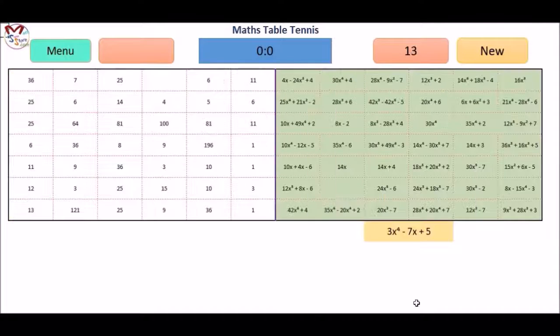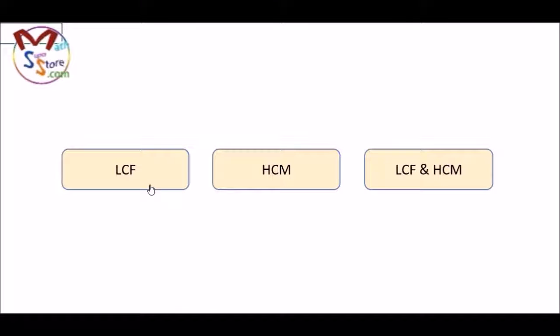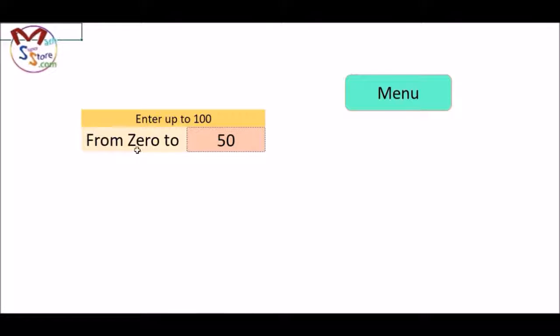And then lowest common multiple, highest common factor is the same as square root. We can choose one or the other or both, and it will tell you which is chosen here. We've got digits to words. These are for the smaller students, from 0 up to 100.